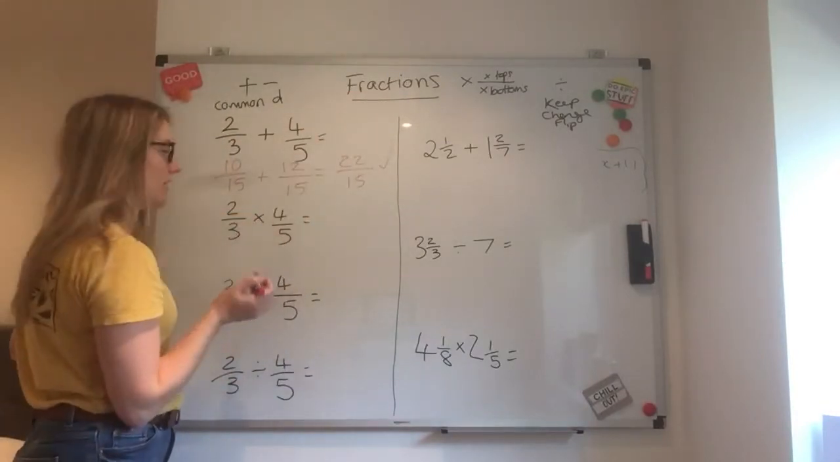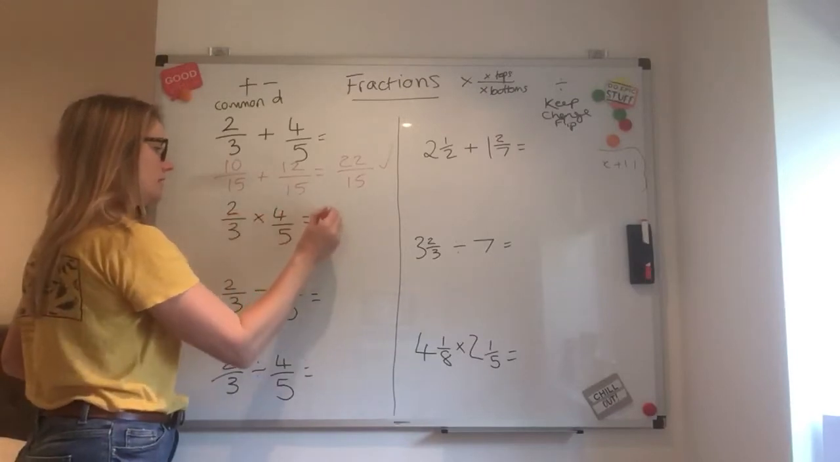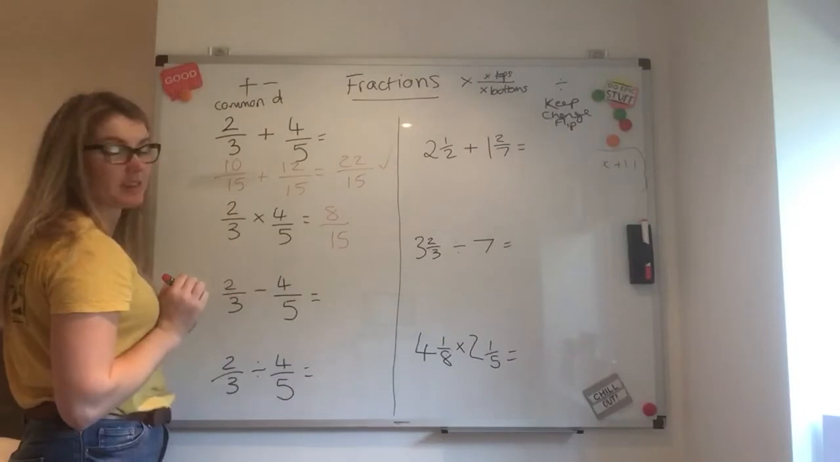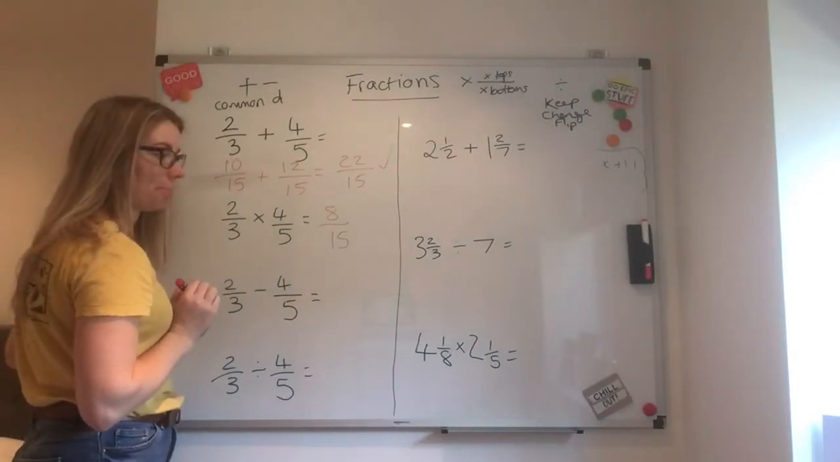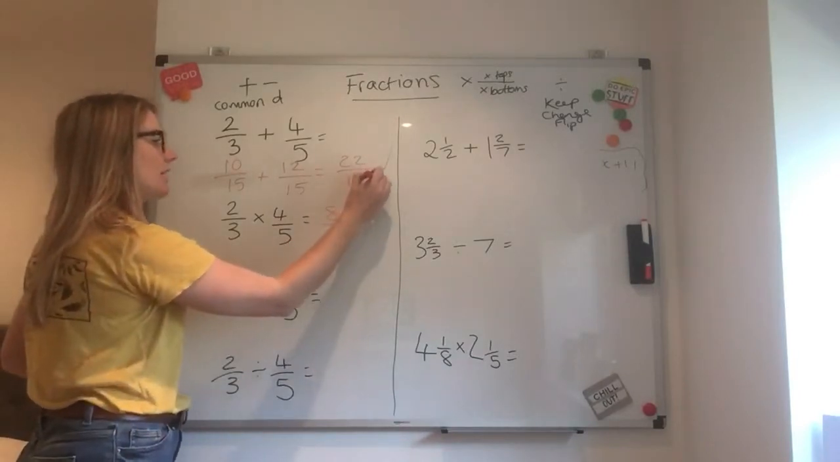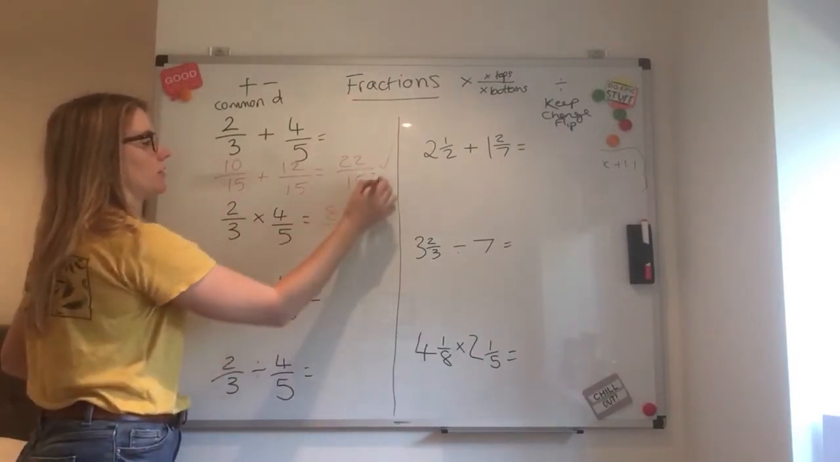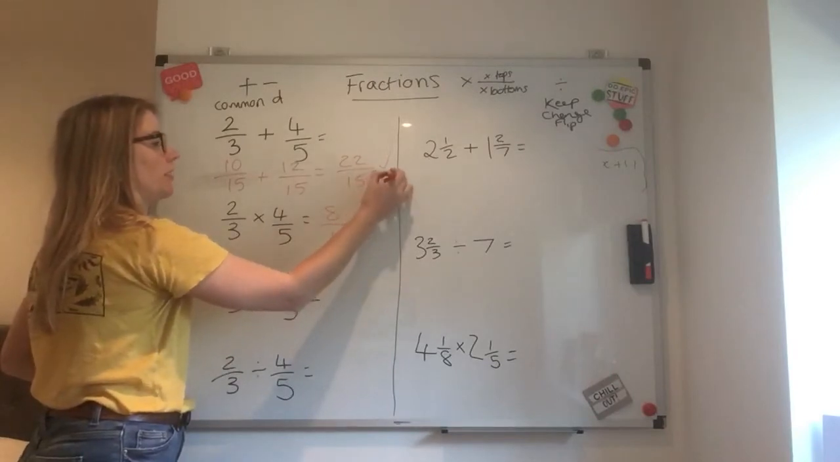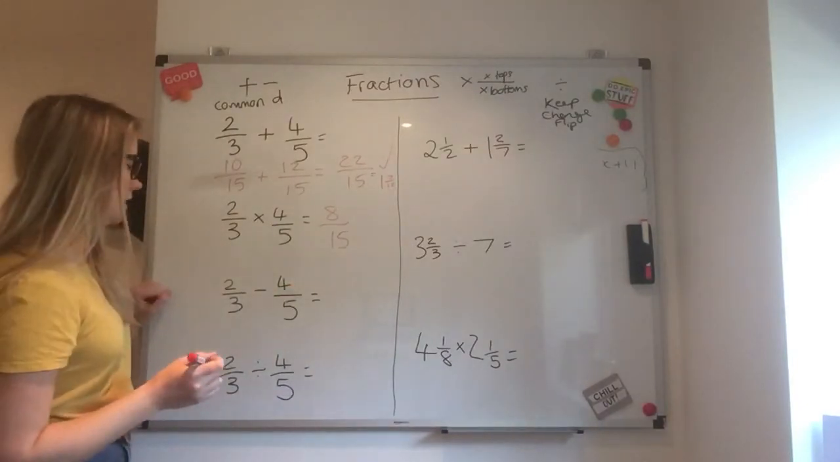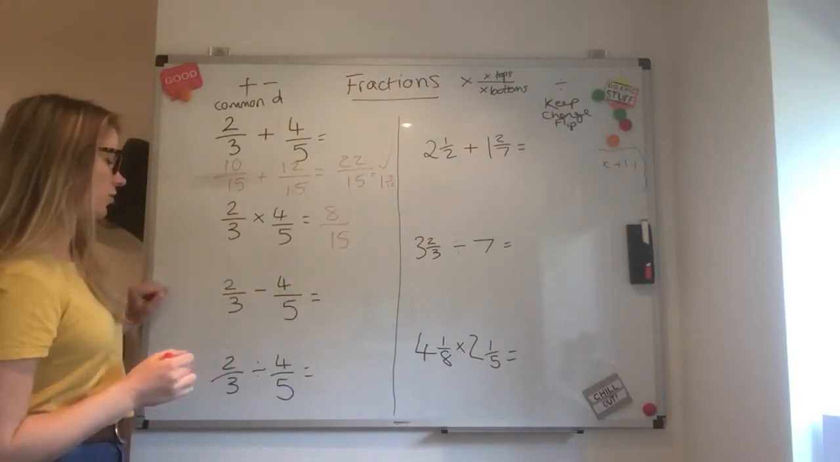2/3 times 4/5, nice and easy. 2 times 4 is 8, 3 times 5 is 15. Can we simplify? No. I could have put that as a mixed number as well, forgot to say. So that would have been 1 and 7 fifteenths. Either is fine.